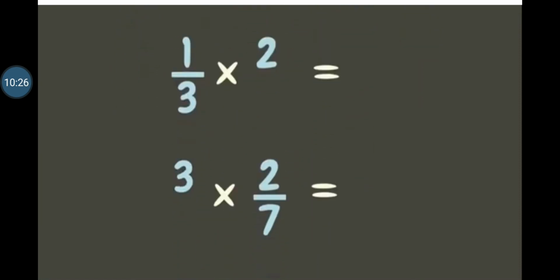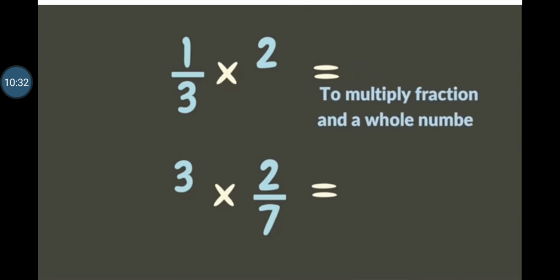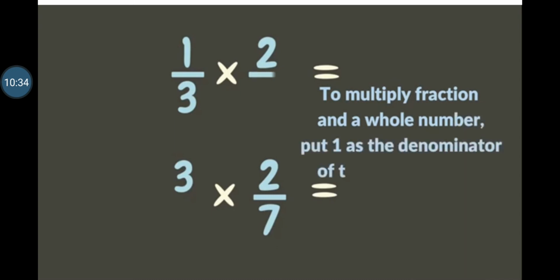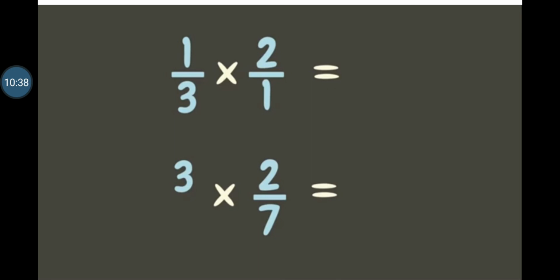Now, let's try how we can multiply a fraction by a whole number. So, to multiply a fraction and a whole number, put 1 as the denominator of the whole number. And now you can see that we have numerators and denominators. So 1 times 2 is 2 and 3 times 1 is 3.